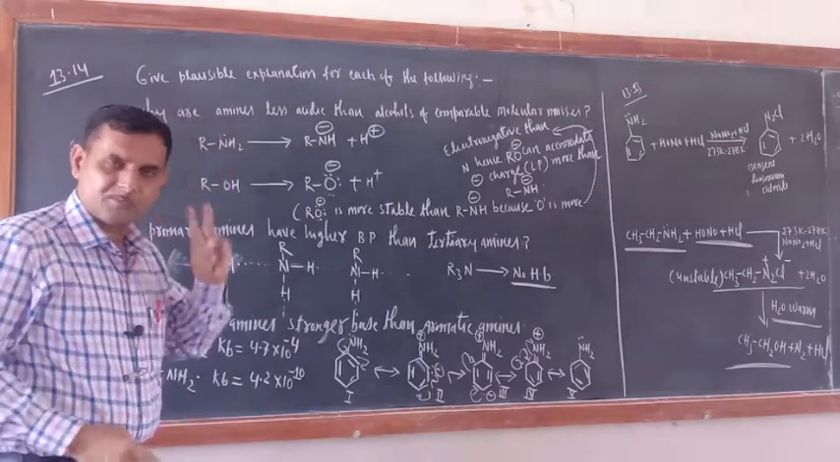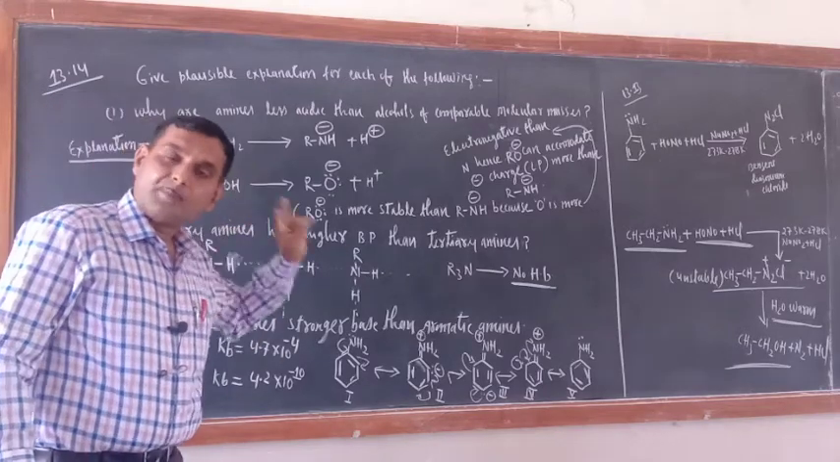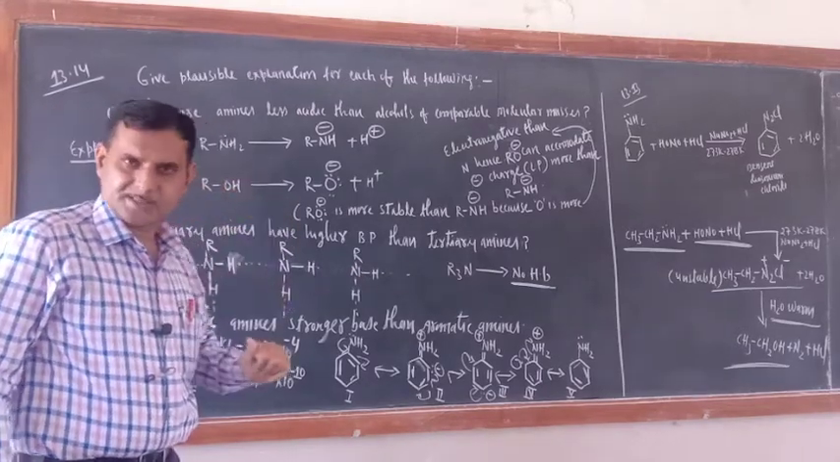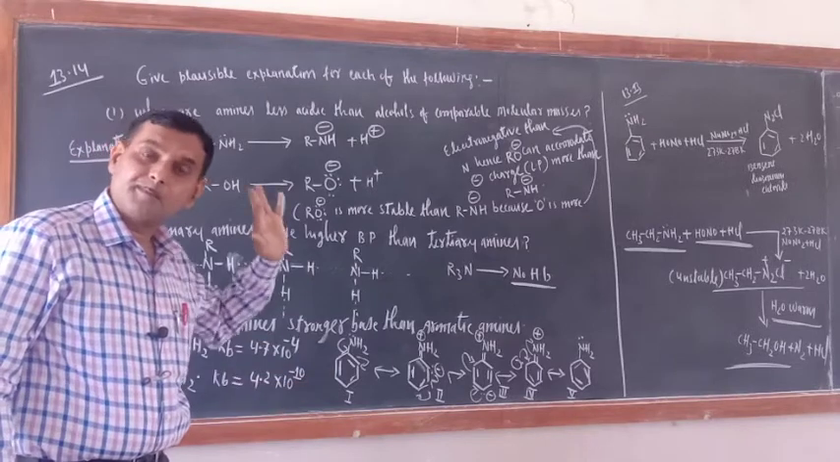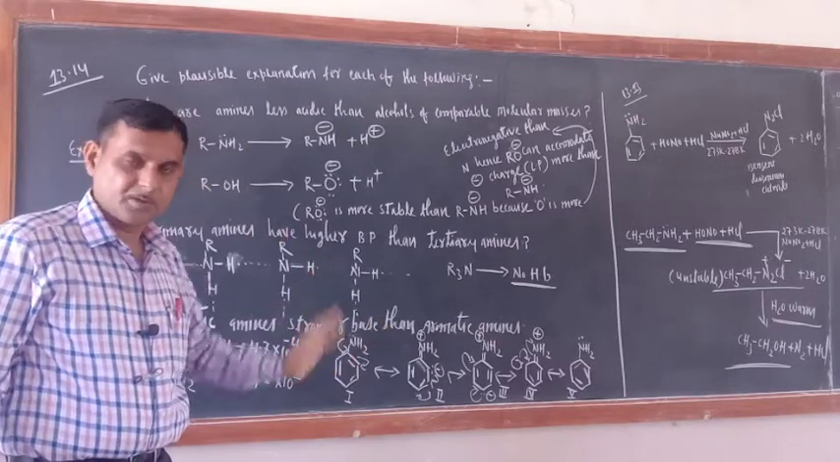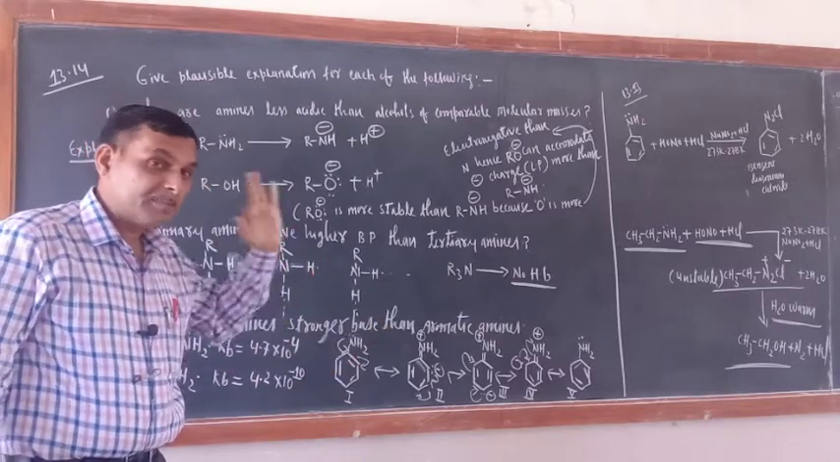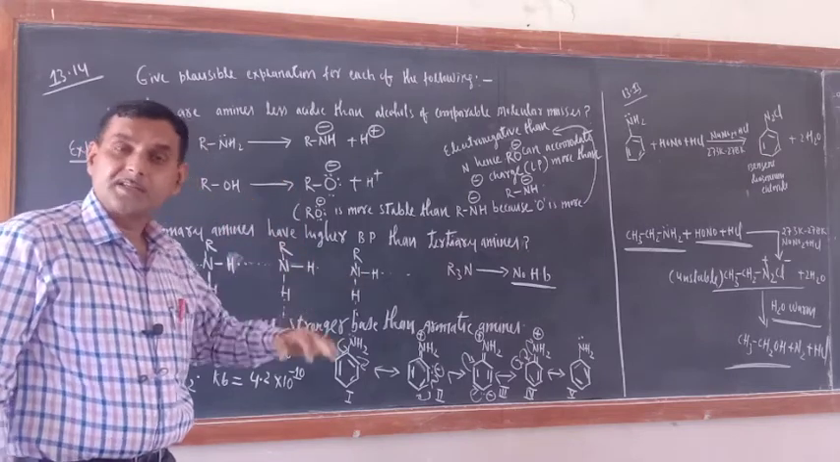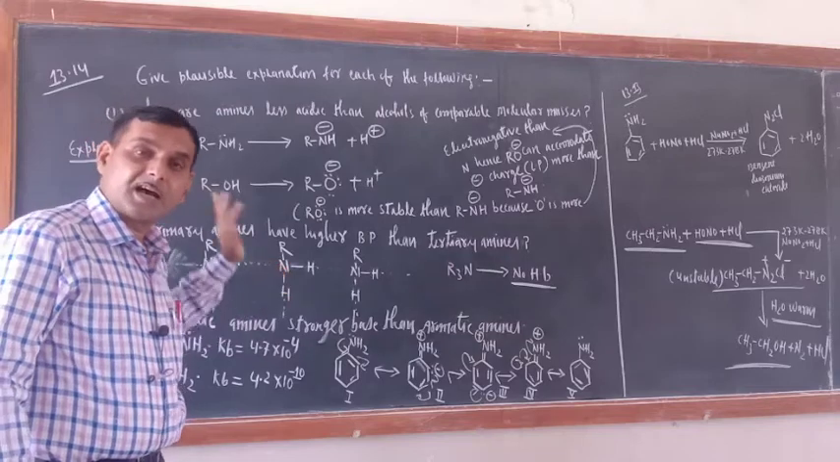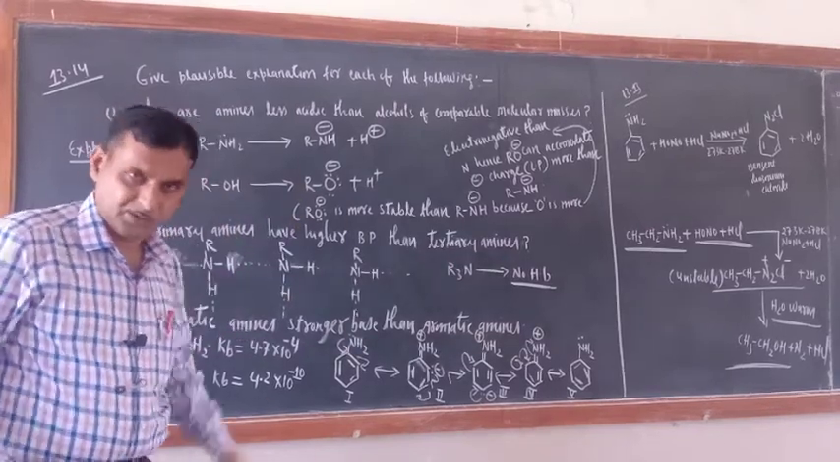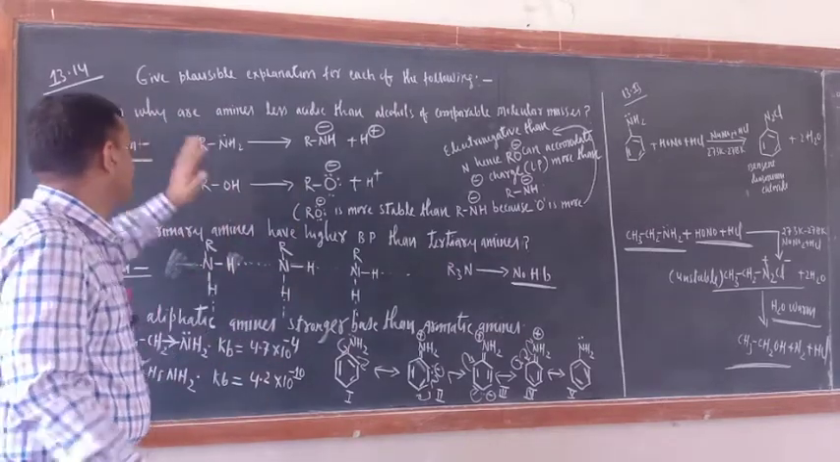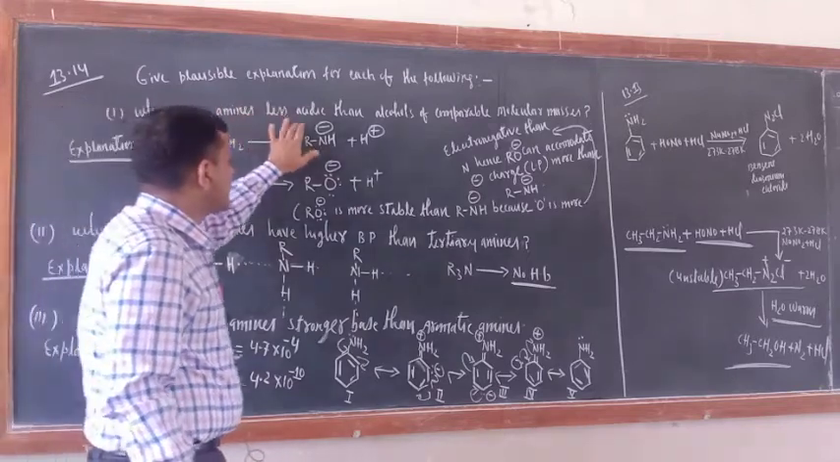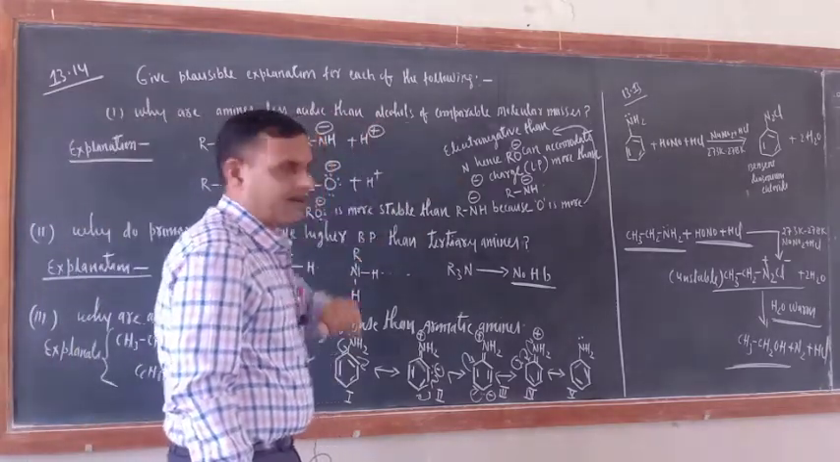Am I correct or not? Once again, listen. Amines are strong base, alcohol is poor base. But in acidic nature, amines are poor acid, but as compared to amines, alcohol is a strong acid. That you have to justify. Why are amines less acidic than alcohol of comparable molecular mass?